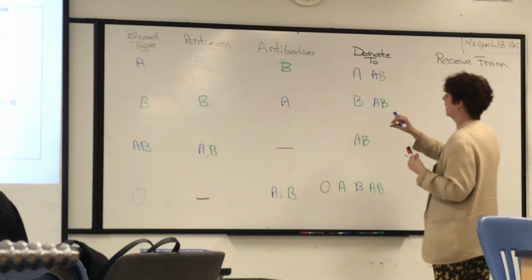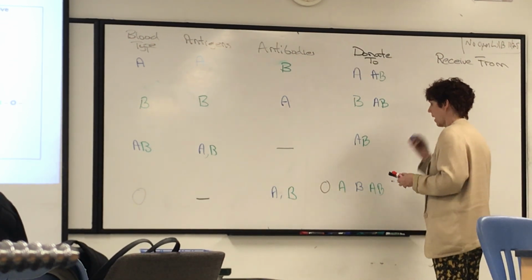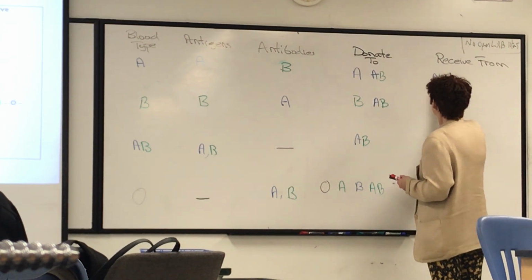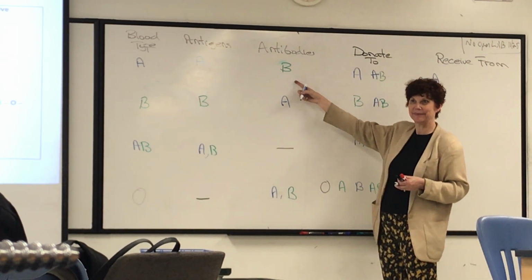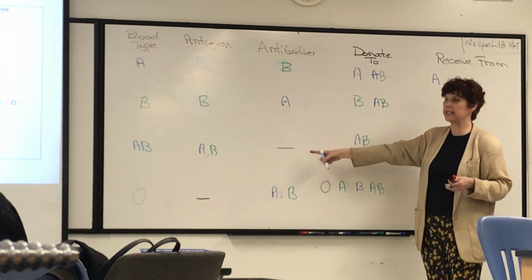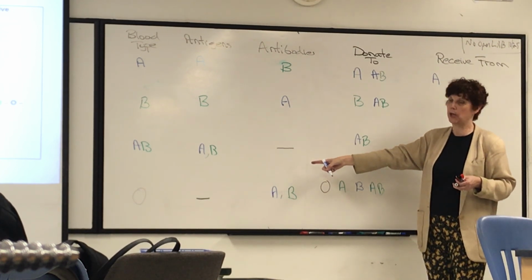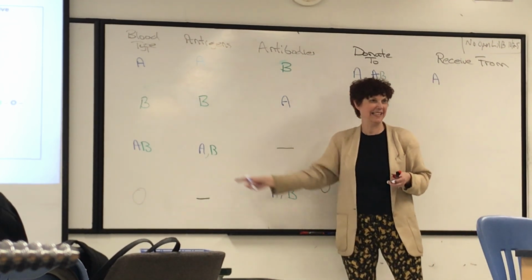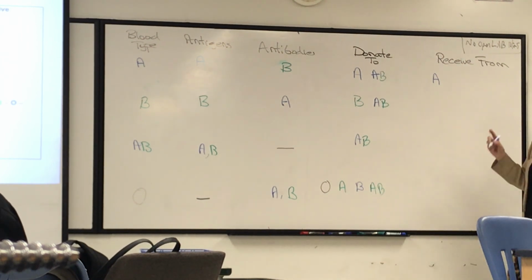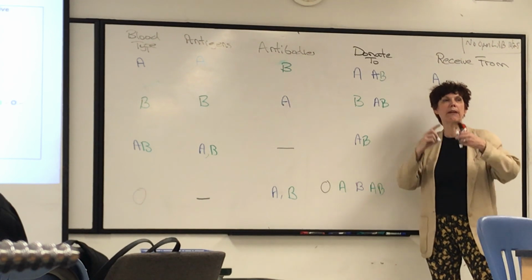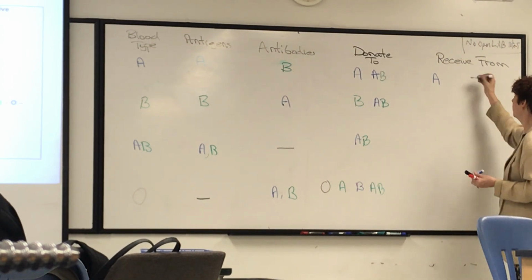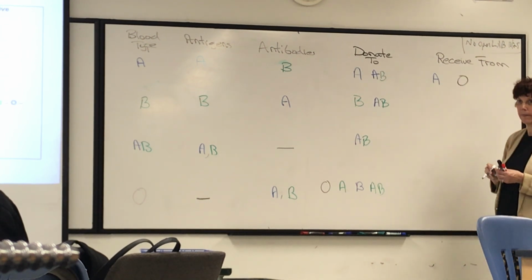So if I have blood type A, I can receive from myself. I have B antibodies. So may I receive from blood type B? No. May I receive from blood type AB? Nope, because I'll agglutinate the B. Can I receive from blood type O? Yes. Even though O has antibodies against me, again, they will be diluted out. Okay? So I can receive from O. All right?